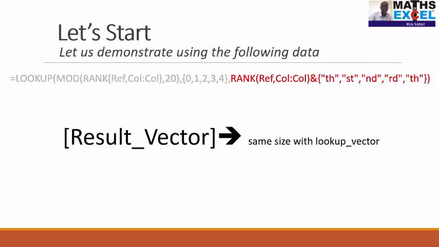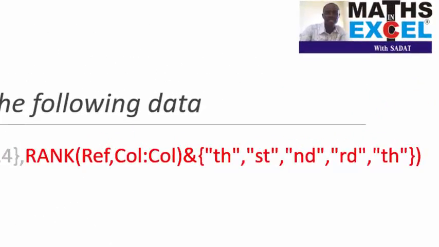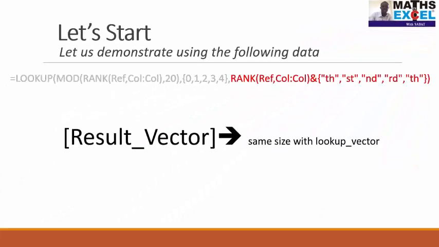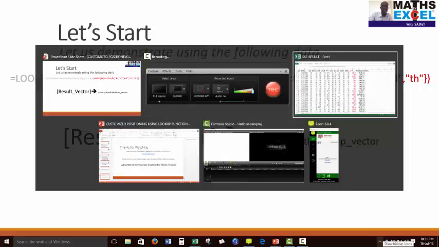Okay, then we have the result vector, which is optional, of course, but in our case, in as much as we want to have our position with a combination of number and alphabet to have our first, second, third, and so on position, it is required. So it comprises of rank there and also the result vector. So let's see how we can demonstrate that in our Excel spreadsheet.